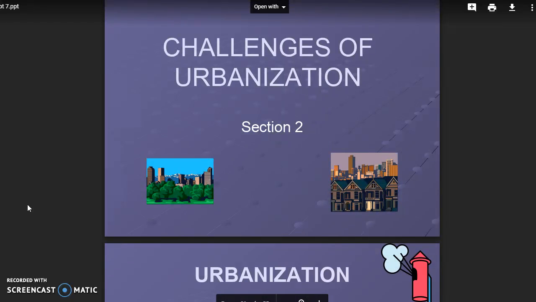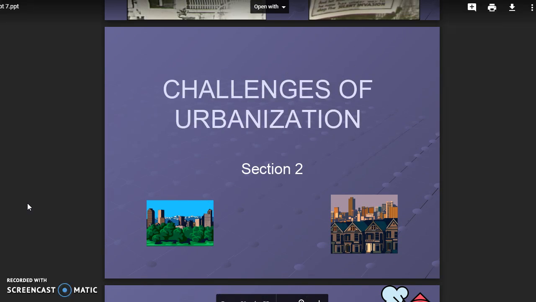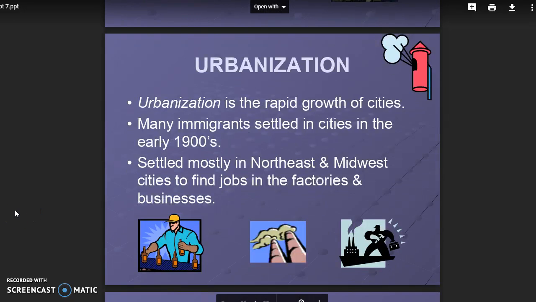The next section is challenges of urbanization, because when all these immigrants came to the United States, they all had to settle down someplace, and they settled where the jobs were, which just happened to be in the cities. Number 12 is asking to define urbanization. You can simply write down urbanization is the rapid growth of cities. As I just mentioned, many immigrants settled in cities, and they settled mostly in the Northeast and Midwest cities because this is where the factories and businesses were.